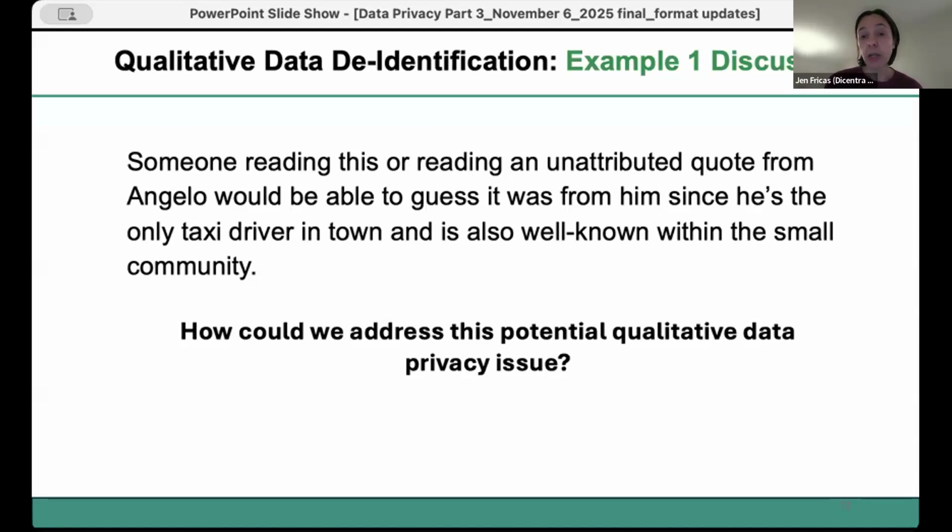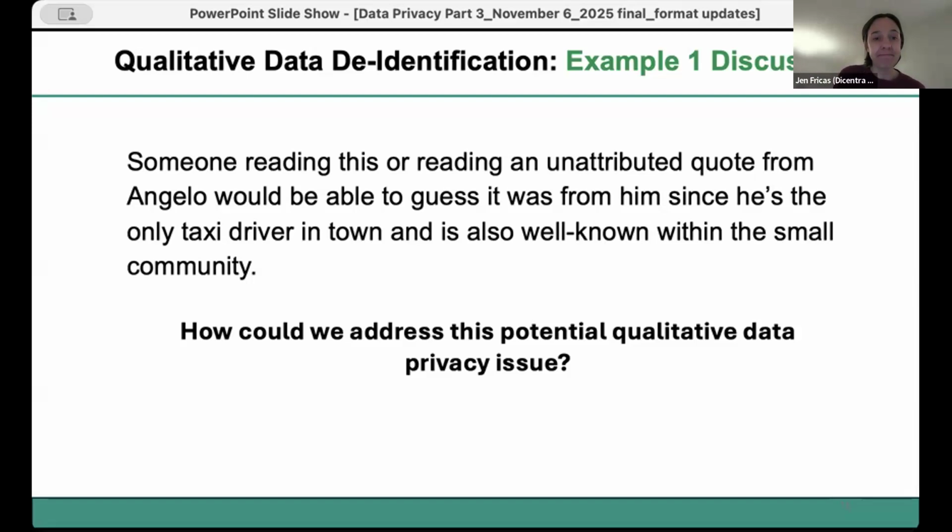You could also include Angelo's quotes or observations in a section of data that talks about access more broadly. So it doesn't just talk about transportation access, but we're talking about access to healthcare in general. If his quote was in there, we might not be able to know that it was about transportation in particular, and therefore his identity could be protected.